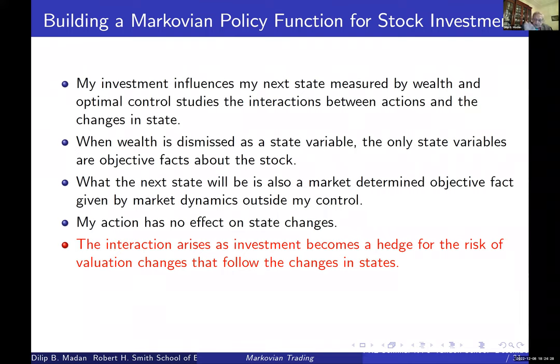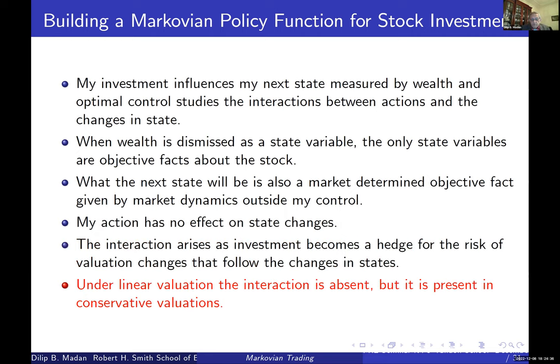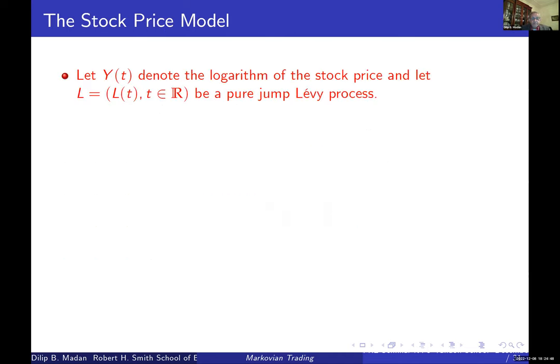So obviously, if the S&P goes up 10%, something happened to some of the other stocks, and so that's a reasonable state. And so the interaction comes in from the conservative valuation, and you get closed form solutions for how many dollars to put in a stock. So that's where this conservative valuation takes us.